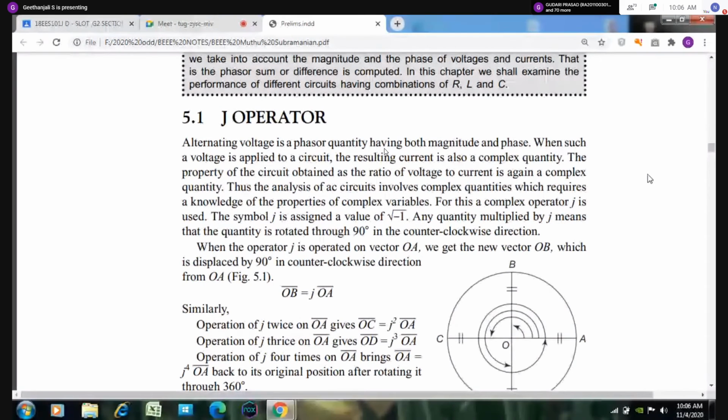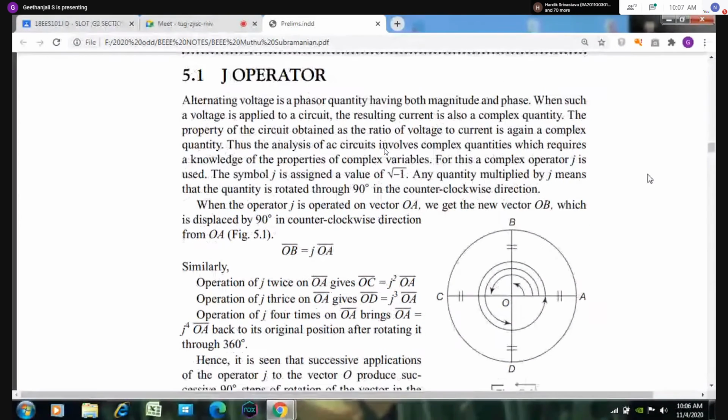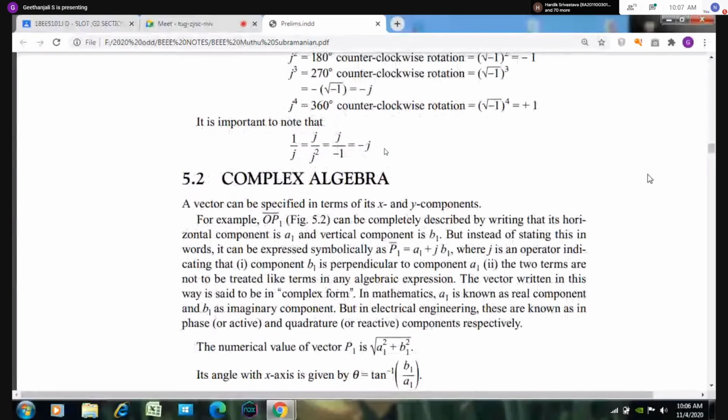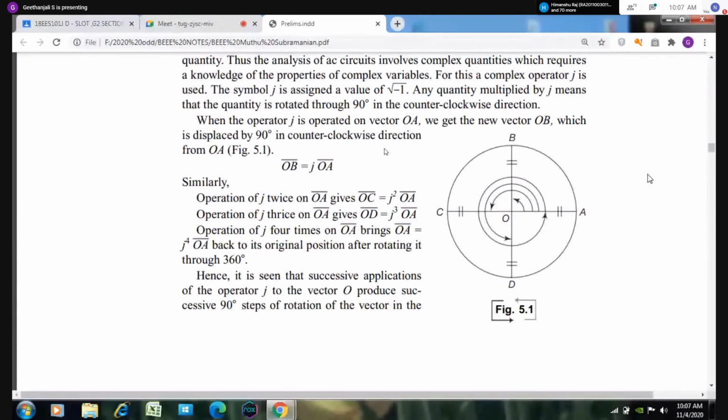First, you should know the J operator. Now we move on to the J operator. Before going to the main topic, the RL circuit, you should know what the J operator is. It's a very small concept only. What is the role of the J operator in the RL circuit? I will tell you. Here they have taken one phase diagram with AB, AC, then BD. This is the first quadrant, second quadrant, third quadrant, fourth quadrant. There are 4 quadrants, right?